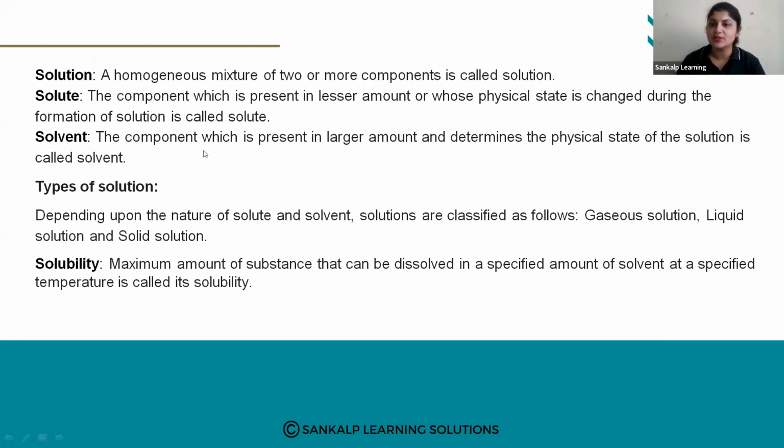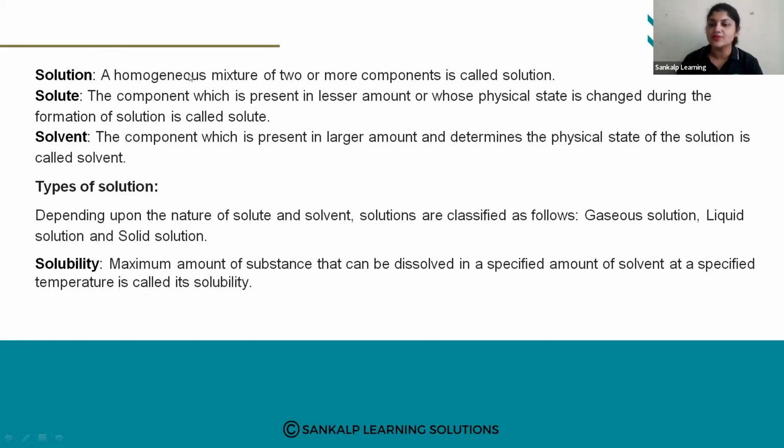So what is a homogeneous mixture? It is made up of two or more components. Then it is called a solution. Then what is a solute? Whenever a component is in a very small amount, it is said to be the solute. The component which is present in the larger amount is called the solvent, right?